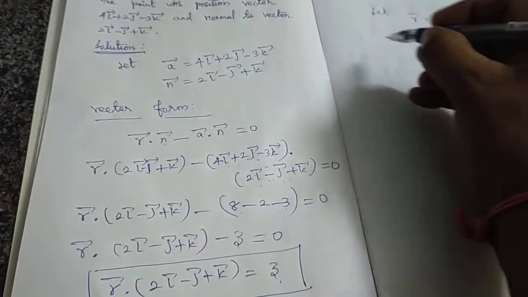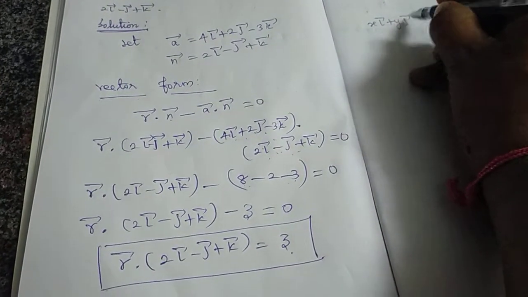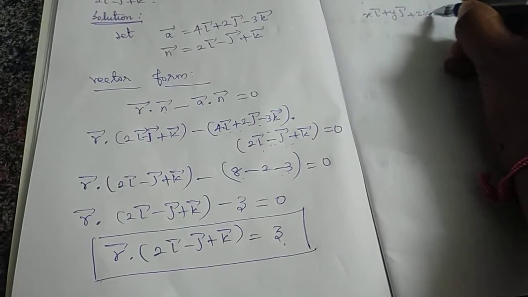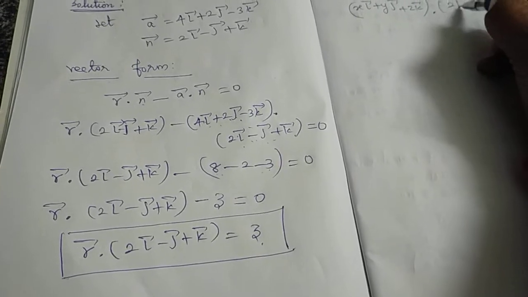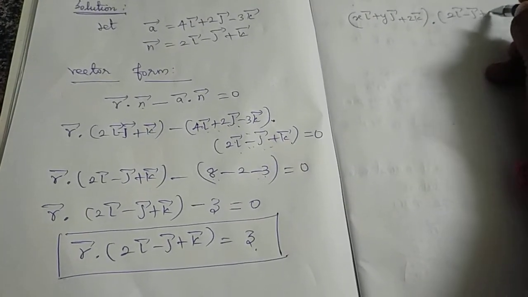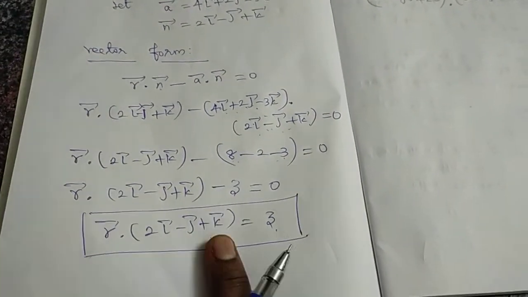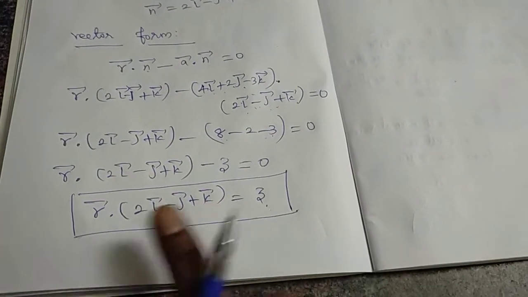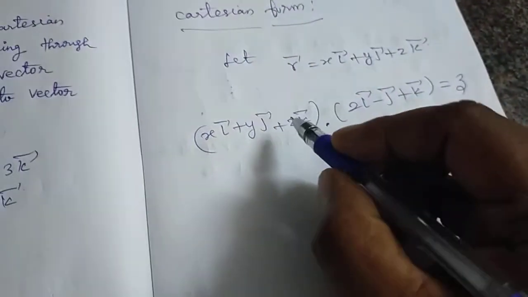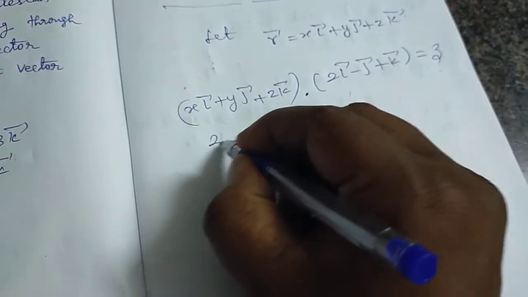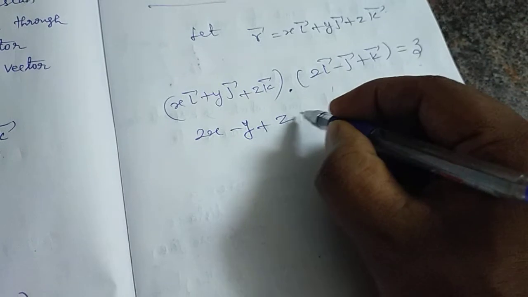Listen carefully children. R vector value xi vector plus yj vector plus zk vector dot 2i vector minus j vector plus k vector equal to 3. In this vector form, I substitute only the r vector value. After that, you do the dot product. 2x minus y plus z equal to 3.